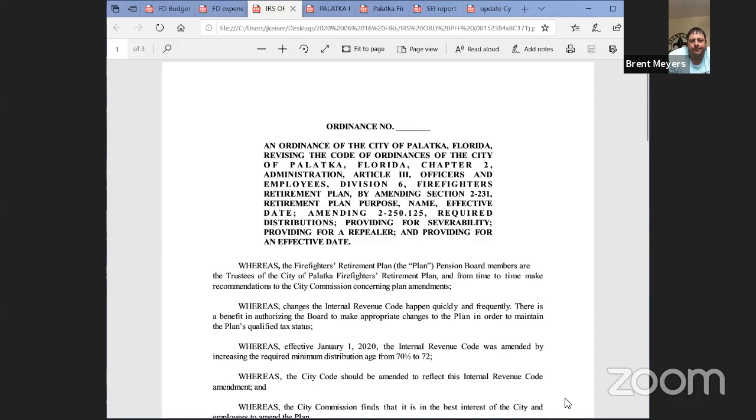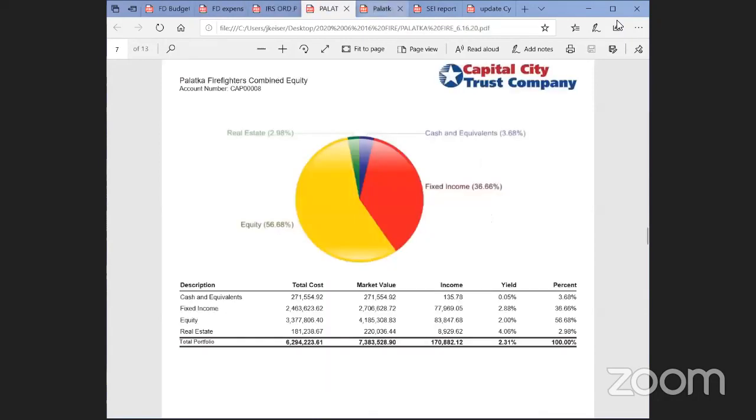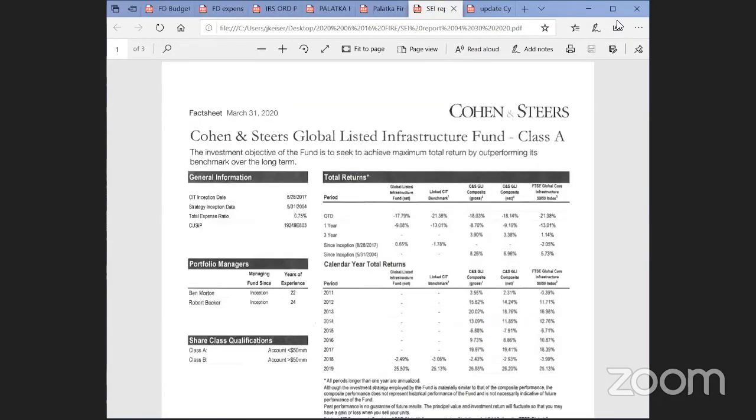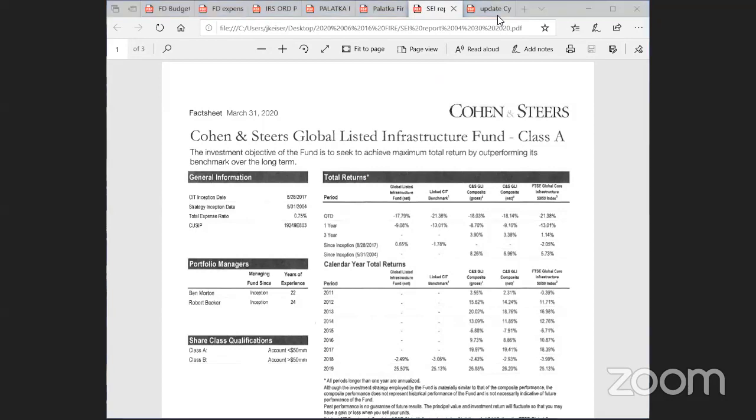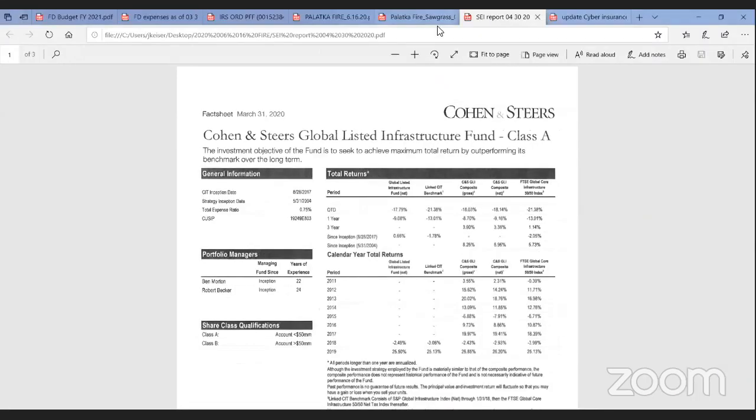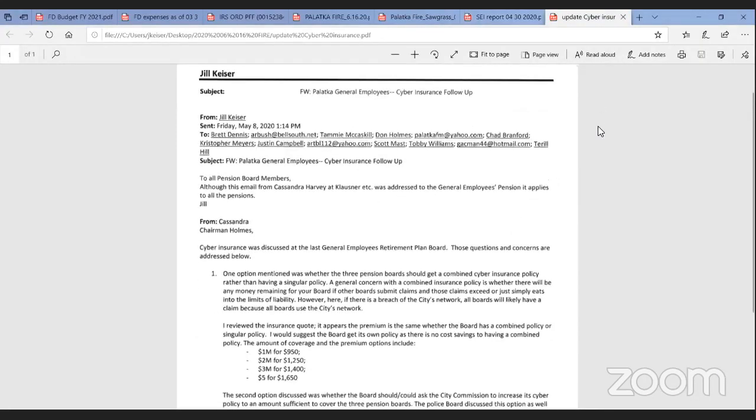Next, the next item is the cyber insurance follow-up. I sent out an email, which I think Jill forwarded to all the trustees. That was a follow-up to our discussion at the last meeting. Did everybody have a chance to review it? So essentially, at the last meeting, the three boards were asking to go back to the commission to see if the commission would allow the city to increase its cyber insurance coverage in order to properly cover the pension boards in the instance that there was a cyber attack.